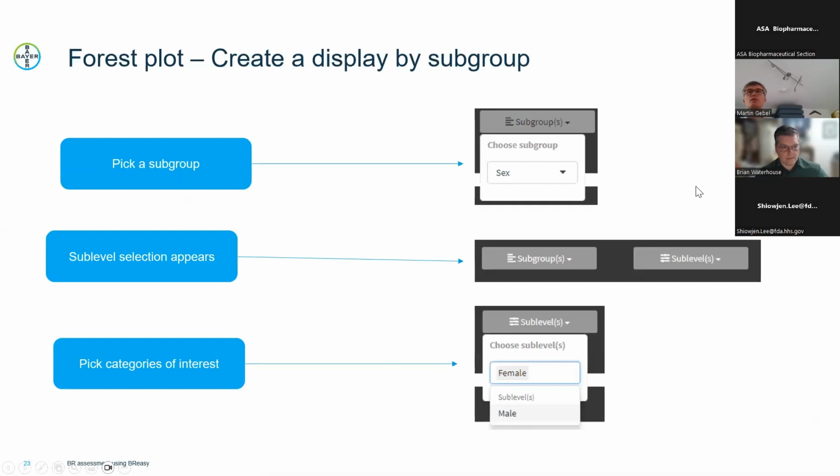In case you also want to see a presentation by subgroup, you can pick one of the subgroups in the subgroup tab. And in case you did this, an additional sub-level selection appears where you then identify the sub-level you are interested in. You can either pick one or also pick more if you want to maybe compare the results by subgroup initially in one plot.